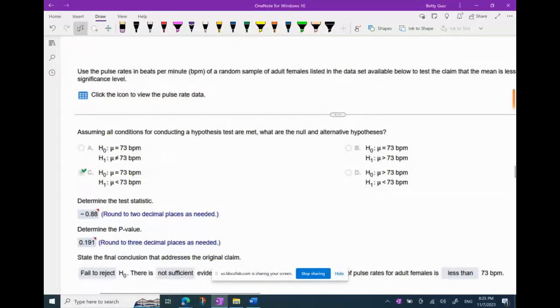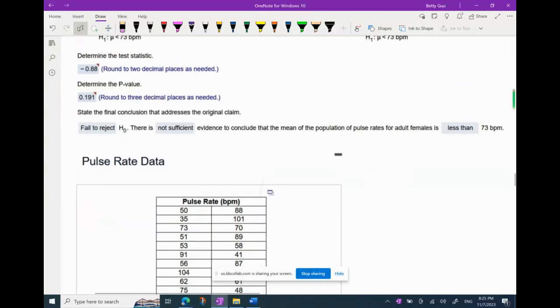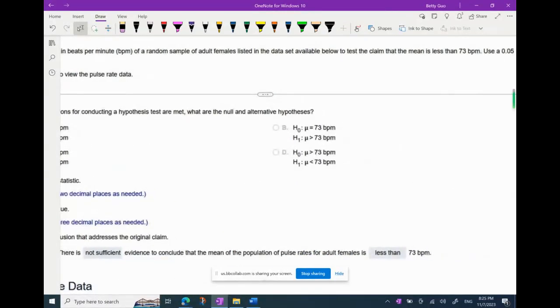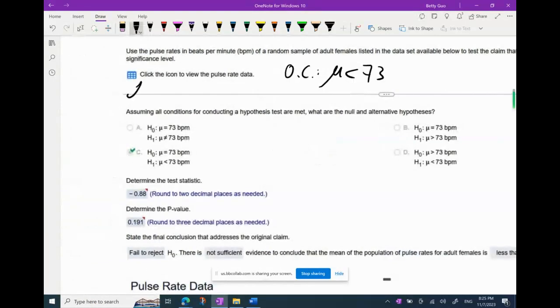Use the pulse rates in beats per minute of a random sample of adult females listed in the data set available below to test the claim. Original claim: mean is less than 73. Alpha is 0.05. And that's part A. So the original claim is less than.